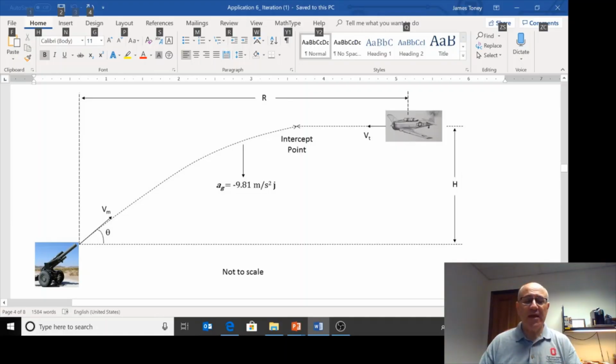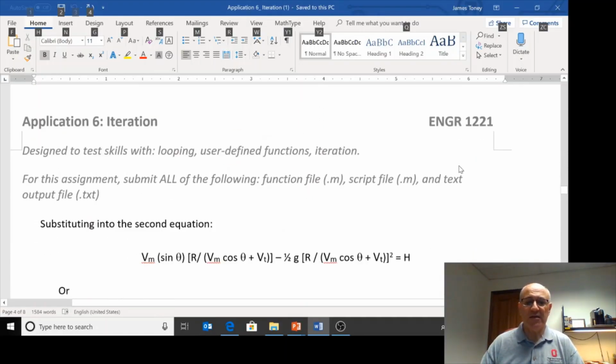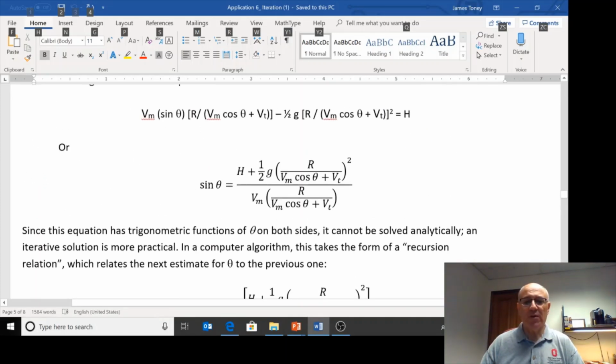Now, if you're interested in mechanics, I encourage you to work through all of these equations, understand exactly what I did here. If you're not interested in mechanics, just go right to the solution, which is this equation. Now that doesn't look so bad. What's the problem? The problem is we've got trigonometric functions of theta, which again is the thing we're trying to solve for, on both sides of the equation. We cannot solve this exactly just using mathematics.